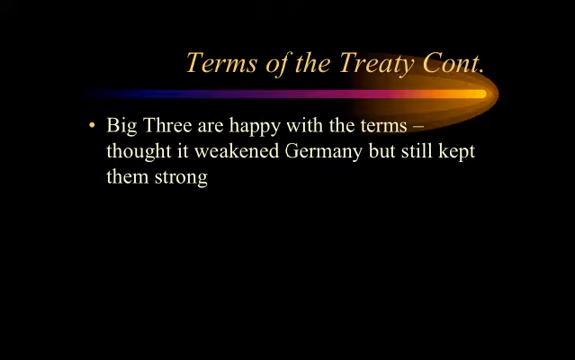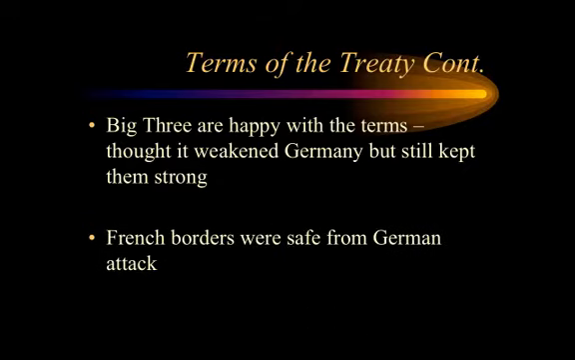The Big Three were happy with these terms. They thought it weakened Germany, but still kept them strong as a controlled nation. In addition, they believed that the French borders were safe from German attack. And last but not least, we see the creation of the League of Nations. Although this is President Wilson's idea to create a peace governing body within Central Europe, the United States Congress does not sign the League of Nations in fear of becoming involved in more European affairs.